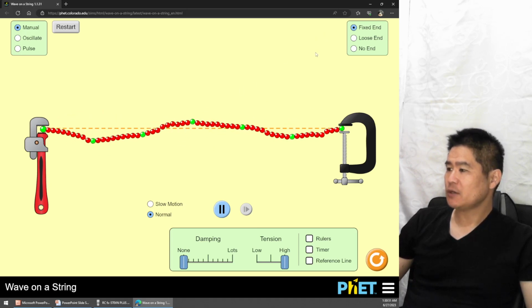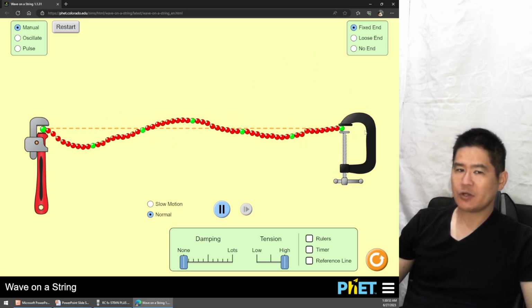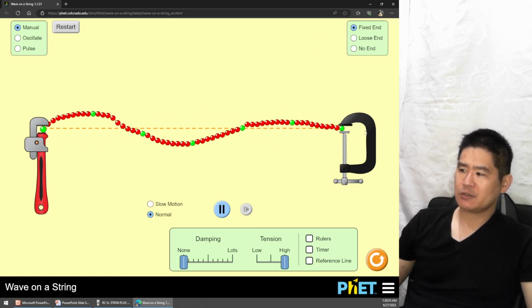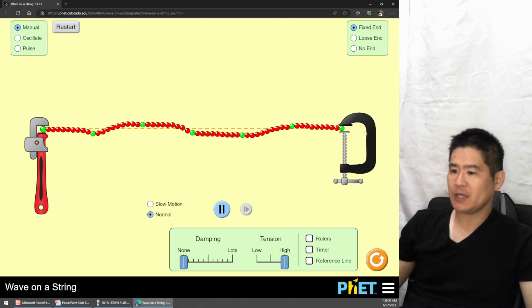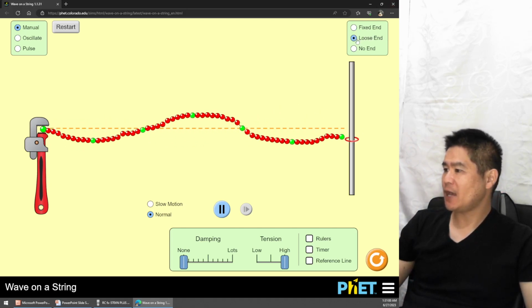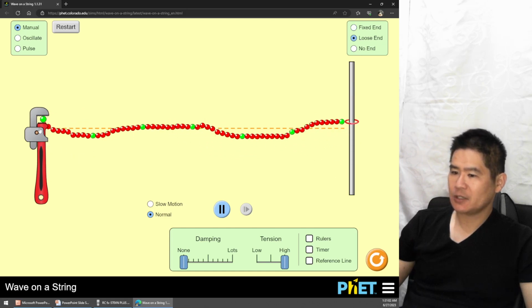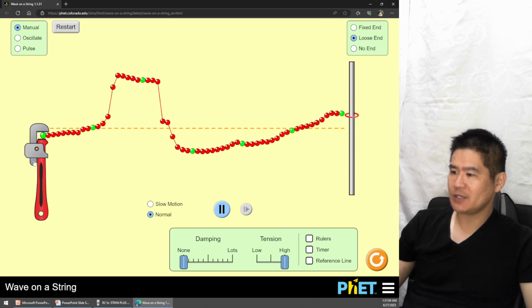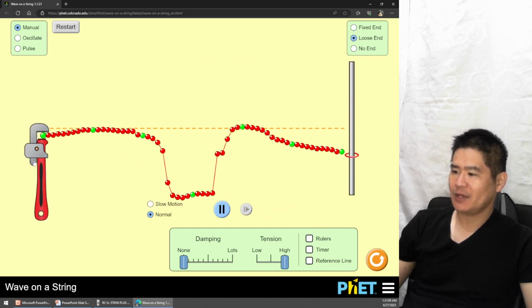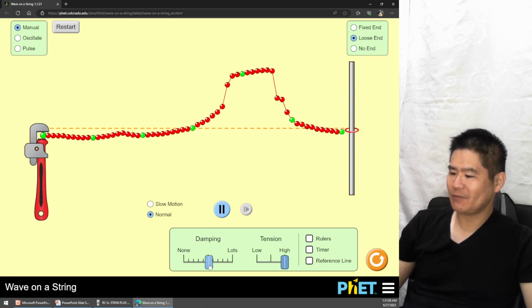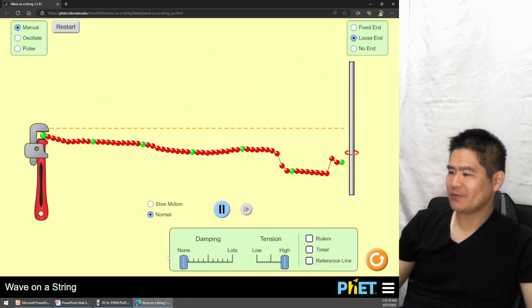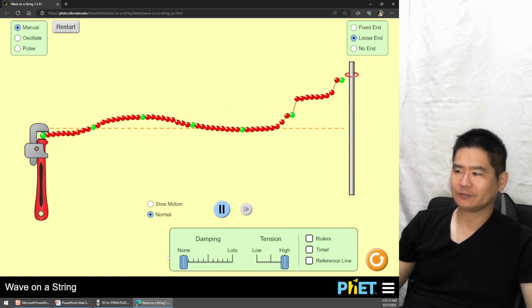Other things that we can do here is that you'll notice that on the right hand side this is a rigid object, and with rigid objects the reflected wave will always be inverted. Now if we have it as a flexible object, if I transmit a positive wave, you'll see that it returns back as a positive wave, and if I transmit an inverted wave, let me just dampen it more, it'll return back as an inverted wave.